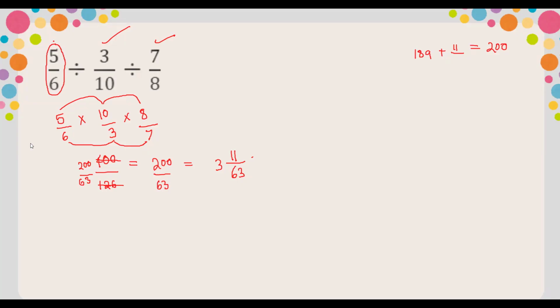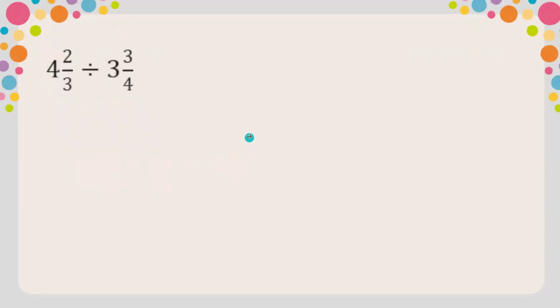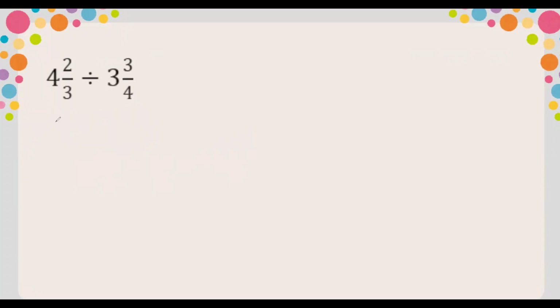I hope you got it. Let's move on to the next question. 4 2 by 3 divided by 3 3 by 4. Now these both are mixed fractions. Now let's convert them into improper fractions. So 4 3s are 12. 12 plus 2, 14. 14 by 3 divided by, what is 3 into 4? 12 plus 3, 15. So divided by 15 by 4.